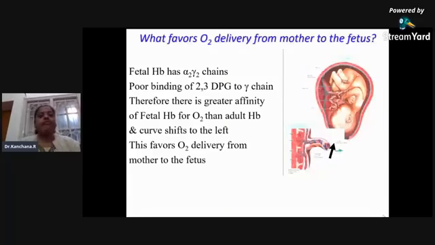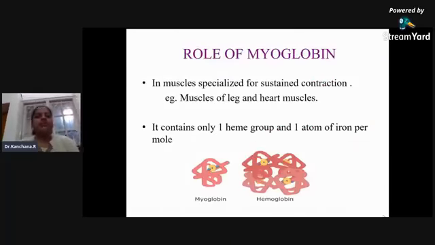Now, what is the role of myoglobin? Myoglobin is a hemoglobin pigment present in muscles. In muscles which are specialized for sustained contraction, for example muscles of the leg and heart muscles, myoglobin is present in large quantities. Now, it contains only one heme group and one atom of iron per mole.